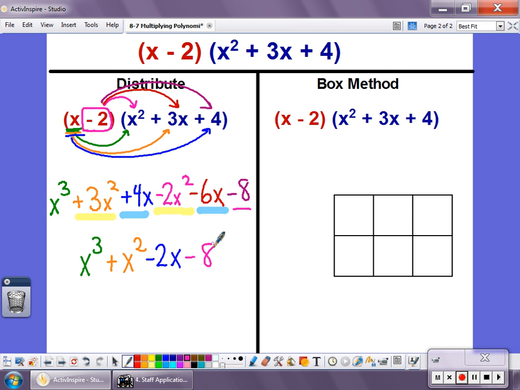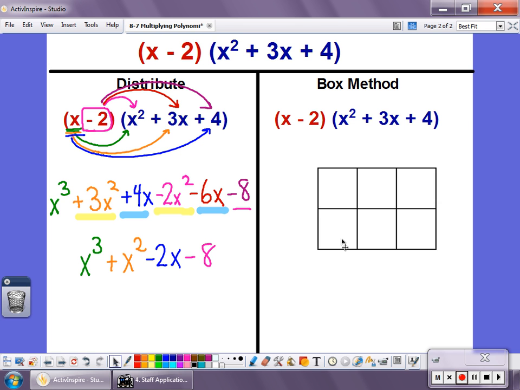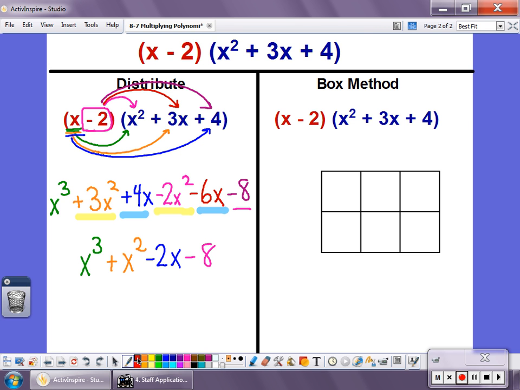All right, using the box method, same idea. Let me just show you. We're going to take this box, we're going to put our binomial down this side, x minus 2. I'm going to put this negative 2 with my box so I don't forget that I'm multiplying by a negative. And then I'm going to take this trinomial and put it across the top because I have 3 boxes across the top. And then I'm going to multiply each box together.